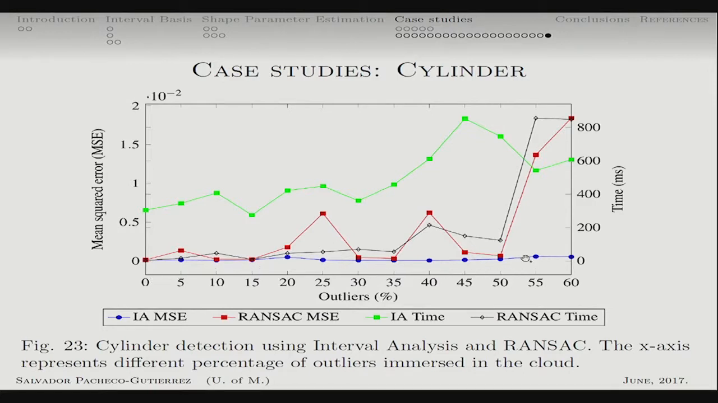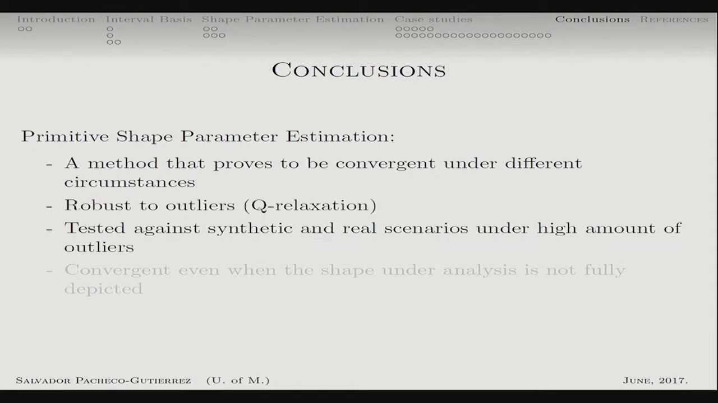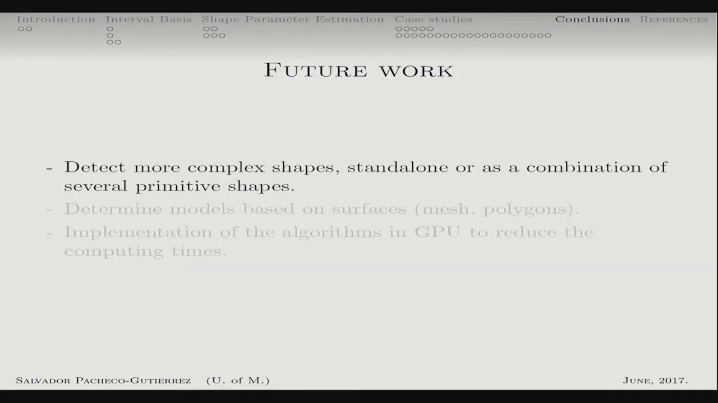Again, the time is a factor, but there's a trade-off between accuracy and making it fast. Well, we show this method proves to be convergent in different circumstances. We tested it, and we always got good results, even with synthetic data, very noisy synthetic data, and with real information. It's robust to outliers. It's tested, and it's convergent even when the shape is not fully depicted by the amount of points immersed in it.